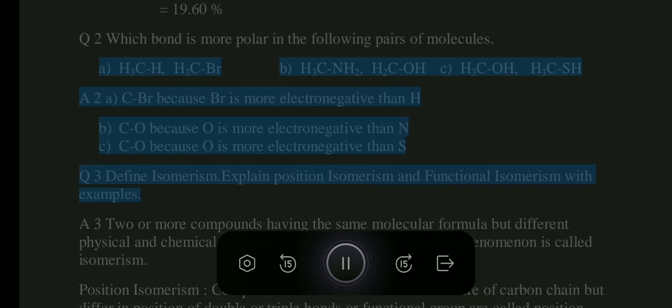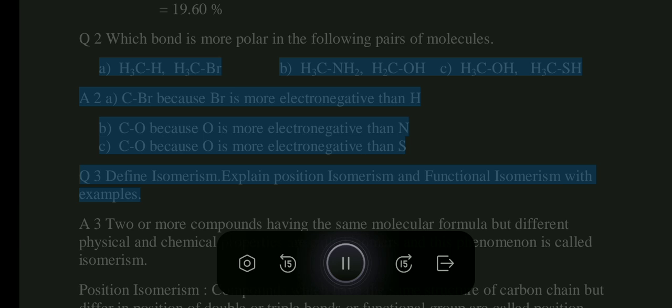A. H3C-H, H3C-Br; B. H3C-NH2, H3C-OH; C. H3C-OH, H3C-SH. Answer: A. C-Br, because Br is more electronegative than H. B. C-O, because O is more electronegative than N. C. C-O, because O is more electronegative than S.